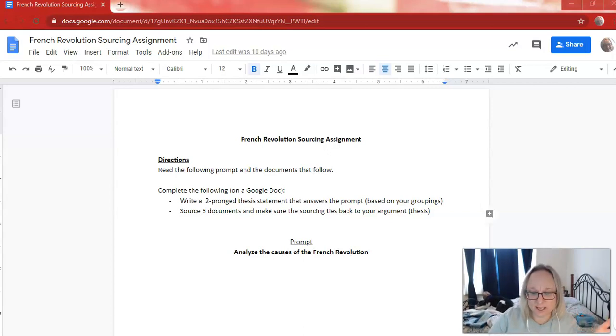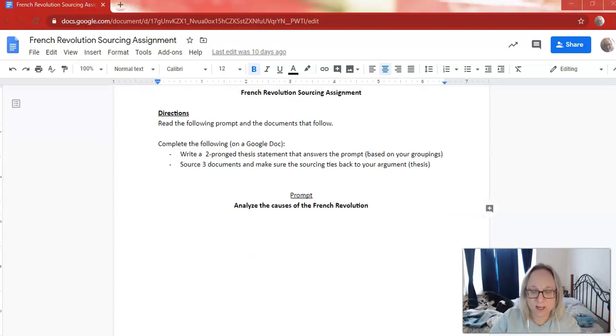So let's take a look at this. As you guys have seen, you've already done this week. This is your sourcing activity. I asked you to create a thesis statement and then also source 3 documents based on this prompt, analyze the causes of the French Revolution. And most of you said the causes of the French Revolution were unfair conditions towards the Third Estate and the American Revolution, which was great. That's the argument you're trying to make. That is what the documents proved.